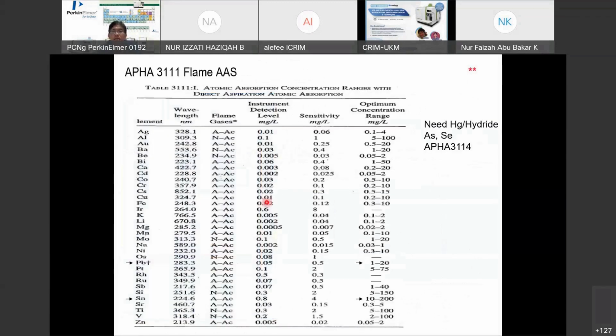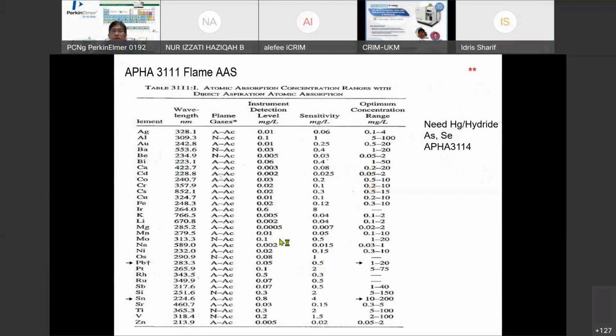Now we look into, for example, lead, on the standard method. This is APHA 3111, flame AAS. For flame AAS, if you look at the elements mercury, arsenic, selenium, these elements are not listed under 3111. They are listed under APHA 3114. So it's another method.